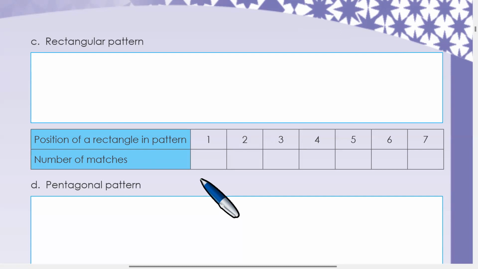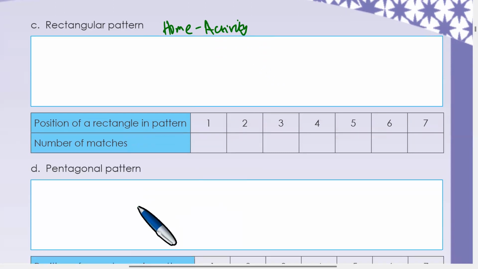Okay, so now what I'm going to do is give you this one as a home activity. I'm going to mark it in our next meeting, the rectangular pattern.